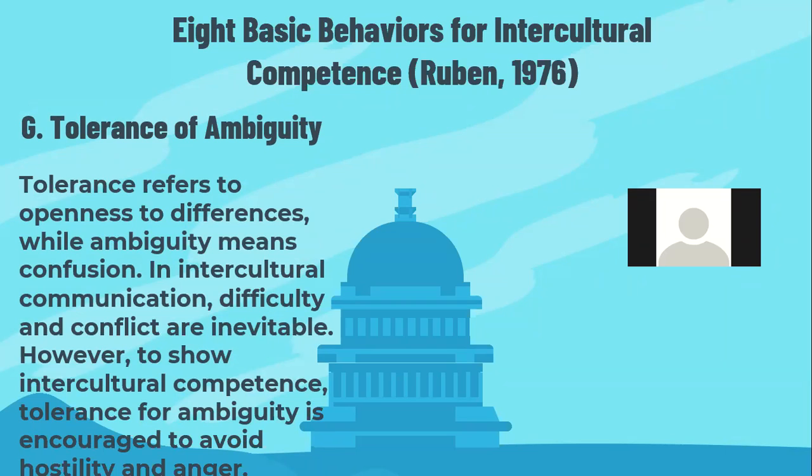However, to show intercultural competence, tolerance for ambiguity is encouraged to avoid hostility and anger. To say tolerance of ambiguity, we need to tolerate that there are things that are hard for us to understand, especially if we have different languages.